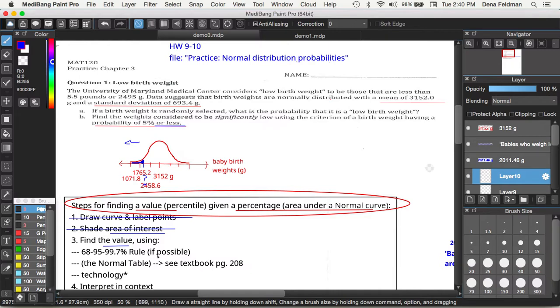If you're lucky, you can use the 68, 95, 99.7 rule. We're not always lucky. If you want to use the normal table, there are instructions on how to do it on page 208 in the textbook. I'm going to choose to use technology because personally I find it easiest, and I don't carry around the normal table with me. So to find this number, I'm going to use technology.